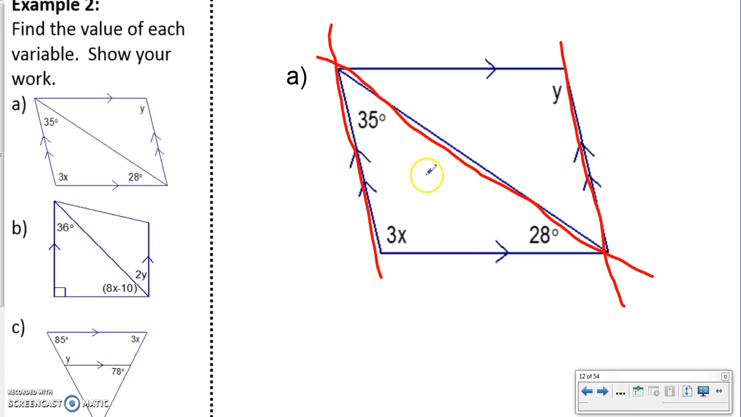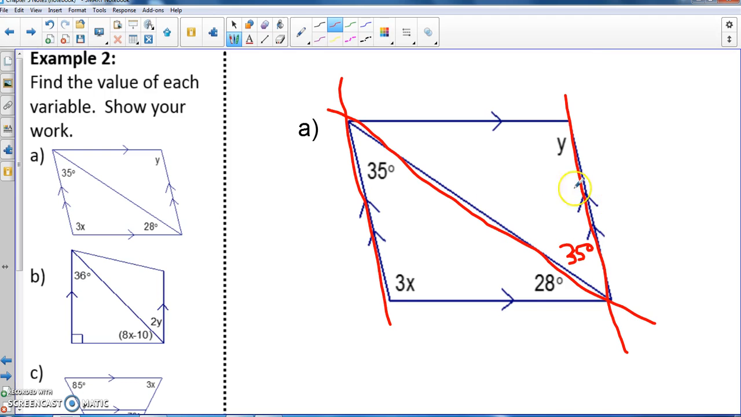Now, you can always turn your paper so that the lines are going horizontal if that's easier for you. You can always rotate your paper however you need to problem solve. But notice that this 35-degree angle is in between the two lines, and if I go diagonal to it, then I have alternate interior angles right here and here. What do we know about alternate interior angles if these lines are parallel? Alternate interior angles are congruent to each other. So I know that this angle is 35 degrees. Now that's not one of my variables, but that's okay.